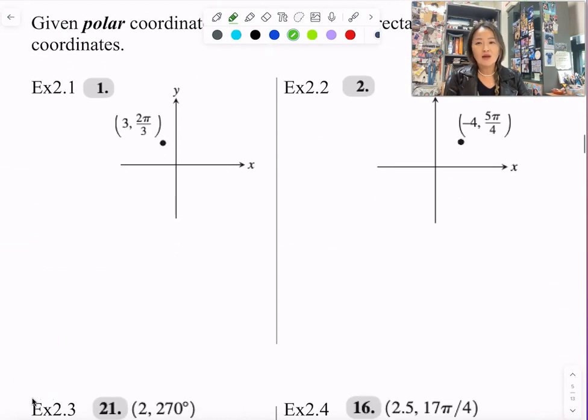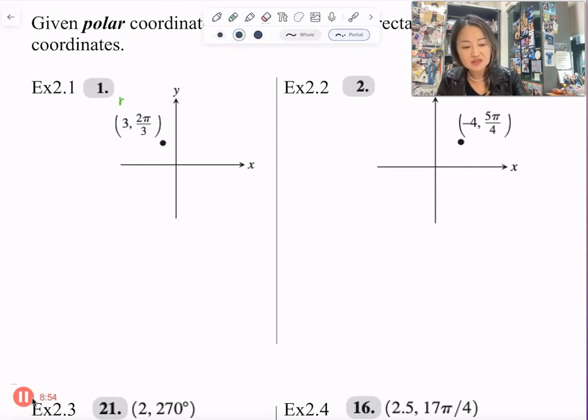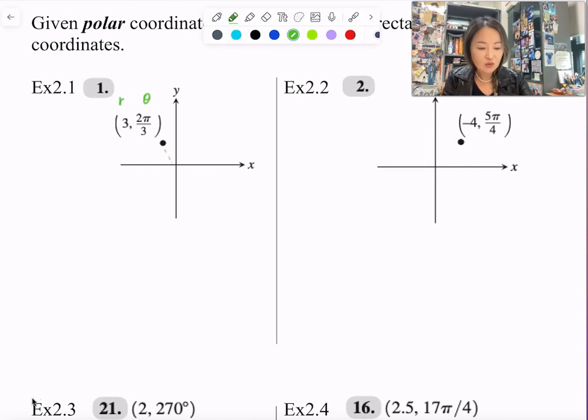All right, so let's go. 3, 2 pi over 3. Remember, this is your r and this is your theta. We need the x and y. We need the x and y. How do we get that?